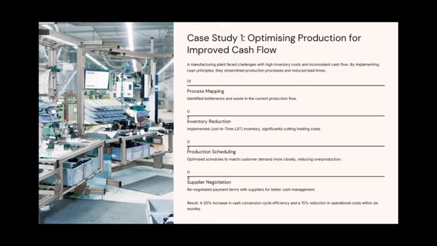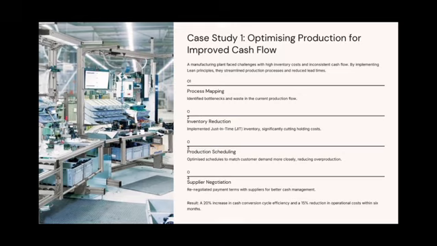The first one is process mapping. Identified bottlenecks and waste in the current production line. Second is inventory reduction, implemented just in time inventory, significantly cutting holding costs. Third one is production scheduling, optimized schedules to match customer demand more closely, reducing overproduction. Fourth one is supplier negotiation, renegotiated payment terms with suppliers for cash management.